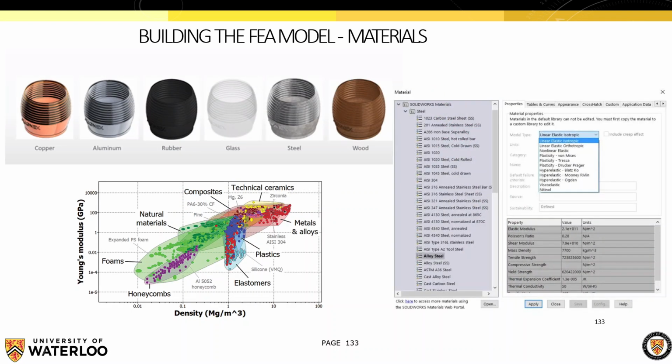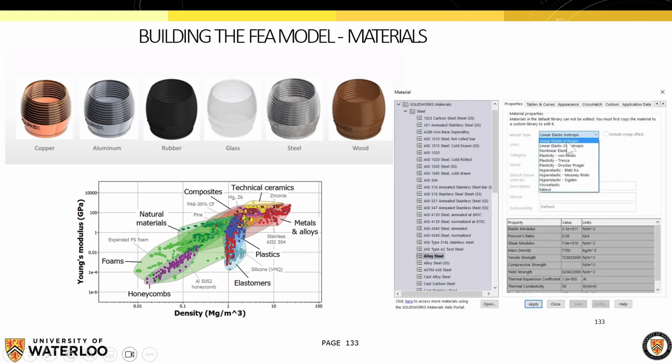The final thing is materials. So here is an example of some materials that are available in SolidWorks. Copper, aluminum, rubber, glass, wood. There's a whole database and library of materials. Here's an example of what it looks like under the steel category, which is a pretty common structural material. So you have a ton of different grades of steel in SolidWorks. When you click on one, it's asking you what type of model do you want to invoke.